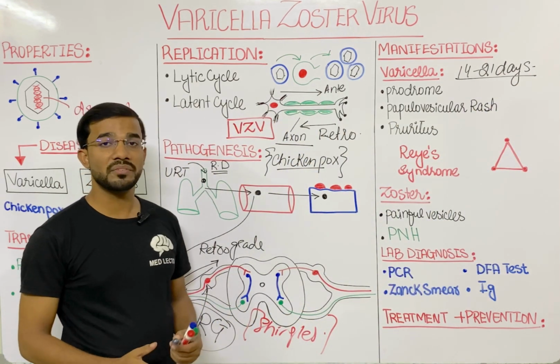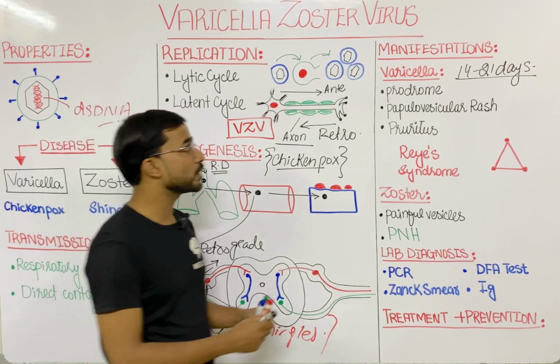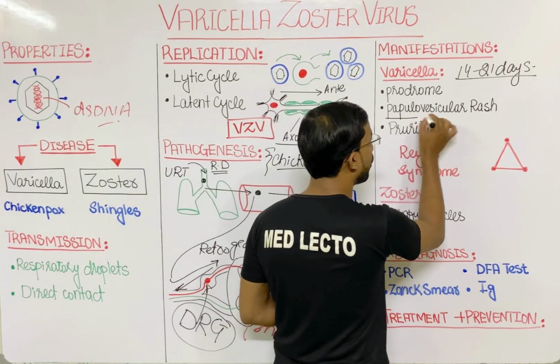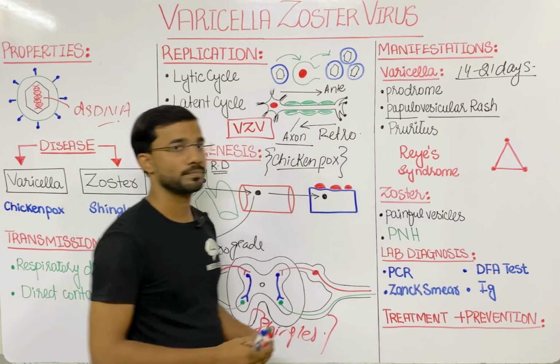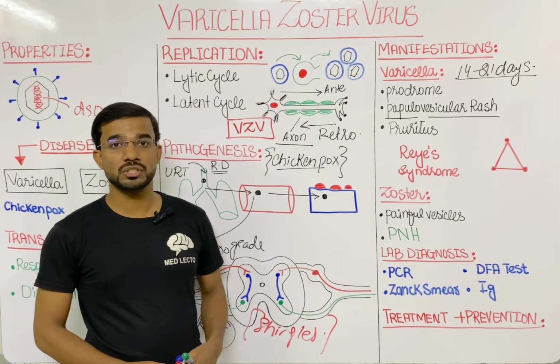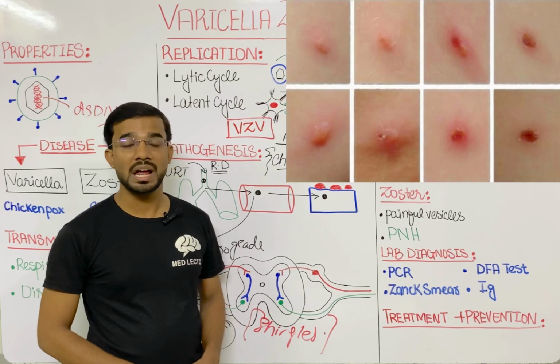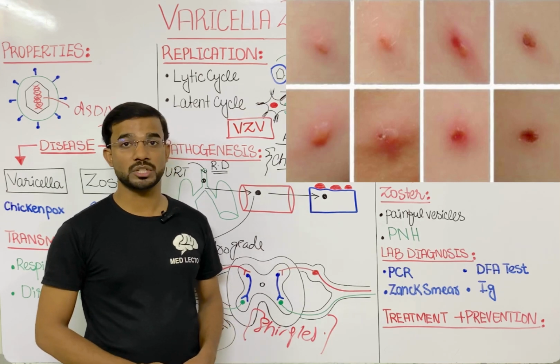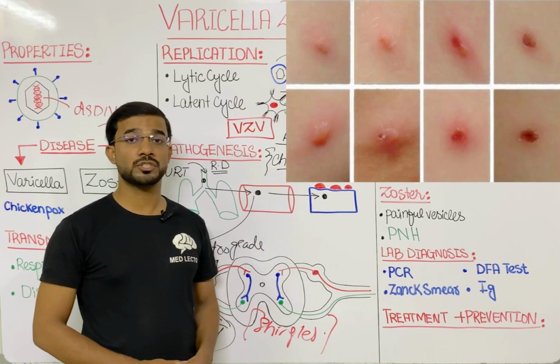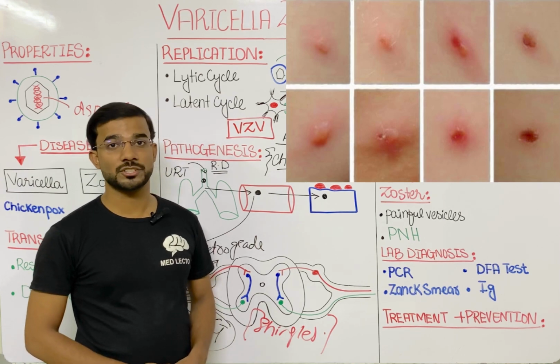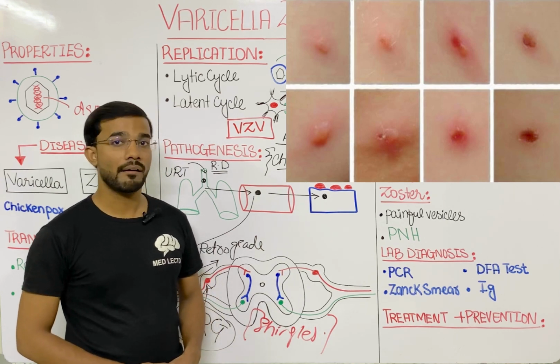You can see the fever and the malaise. After that, you will see the formation of the papulovesicular rash. There are different stages of the rash. First of all, you will see the formation of the papule. After that, you can see the formation of the vesicle, then pustules, and then crust. That is actually the recovery form of the rash.